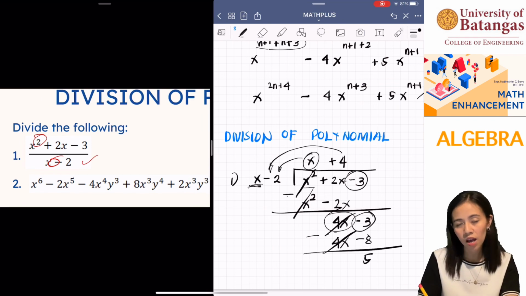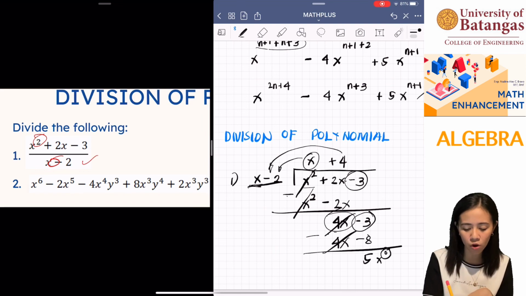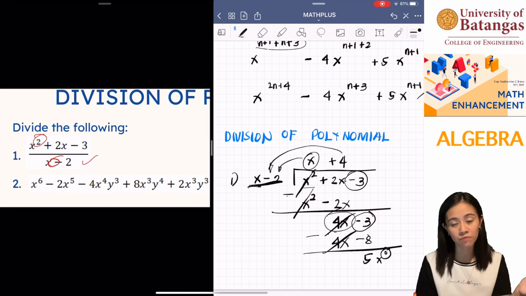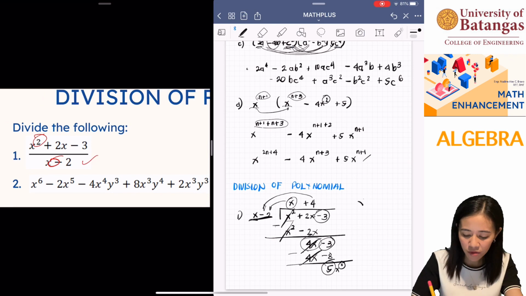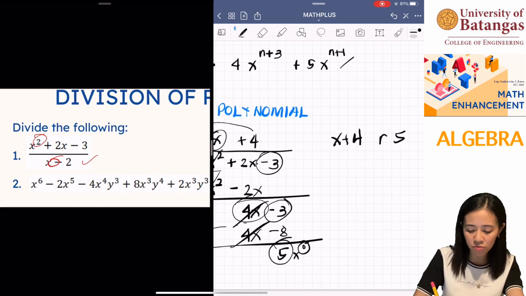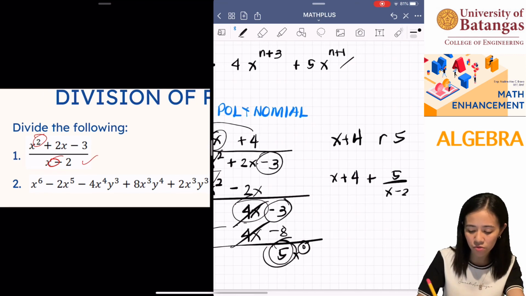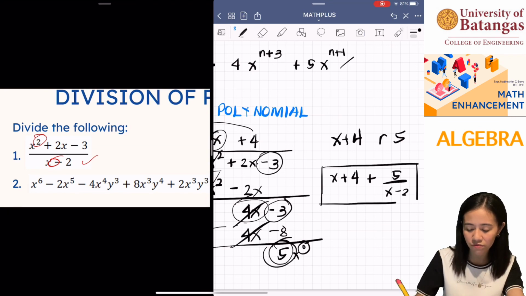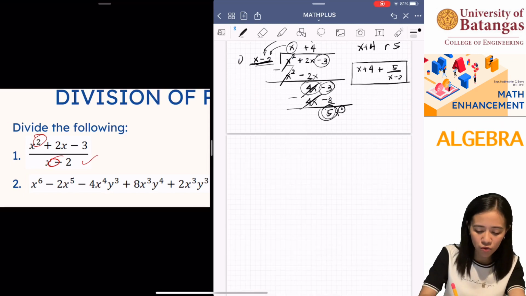So, since si 5 has no more variable, or let's say x raised to 0 siya, yung degree ay mas maliit kaysa dito, hindi na tayo pwedeng mag-divide further. Okay, remainder ngayon to, si 5. So, pwede mo siyang isulat as x plus 4, remainder 5, or, ang mas proper na sagot natin dito would be x plus 4, plus, kasi positive 5 naman to, plus 5 over the divisor, where your divisor is x minus 2. X minus 2. So, ito yung sagot natin for the long division. Okay? Yan. Next. Number 2.